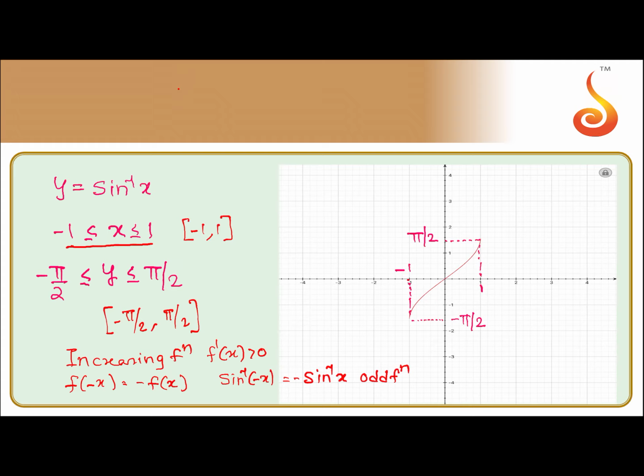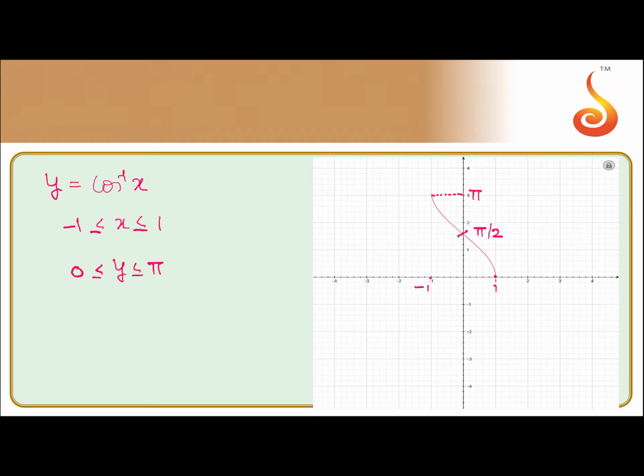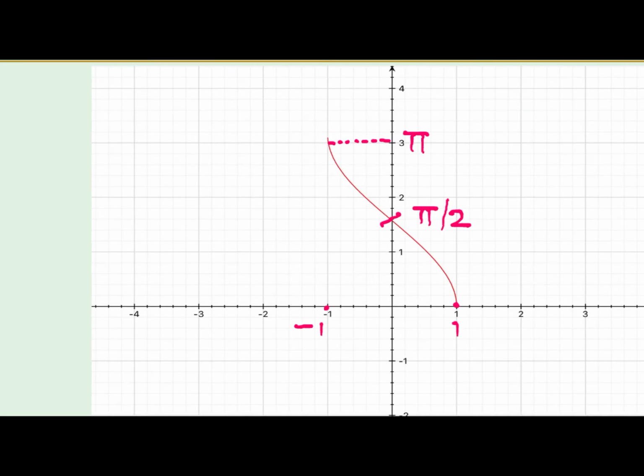Okay, sine inverse x domain is from minus 1 to plus 1, closed interval. Range is from minus pi by 2 to plus pi by 2. It is an increasing function and it is an odd function. That is all about sine inverse x. Now we talk about cos inverse x. I will show the graph.